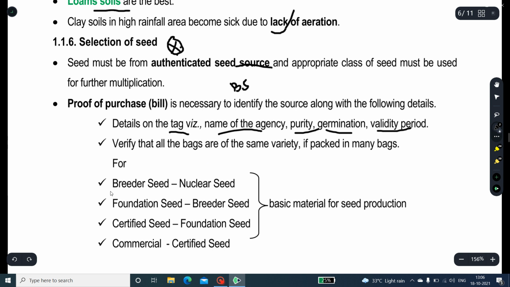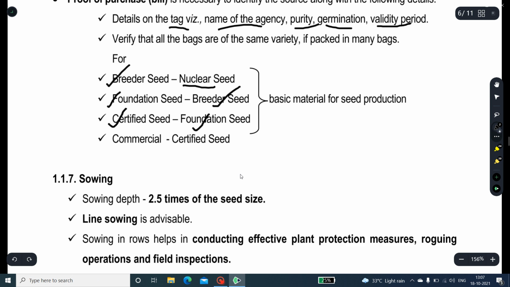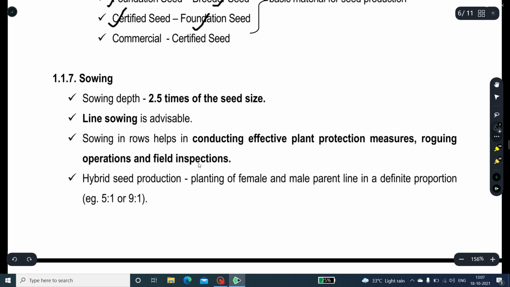And for production of breeder seed, nuclear seed must be used. For production of foundation seed, breeder seed is used. For production of certified seed, foundation seed must be used. For production of commercial variety, certified seed is used. These are the basic materials for seed production. Depending upon what we are going to produce, we should select the class of seed. And the next one is sowing.